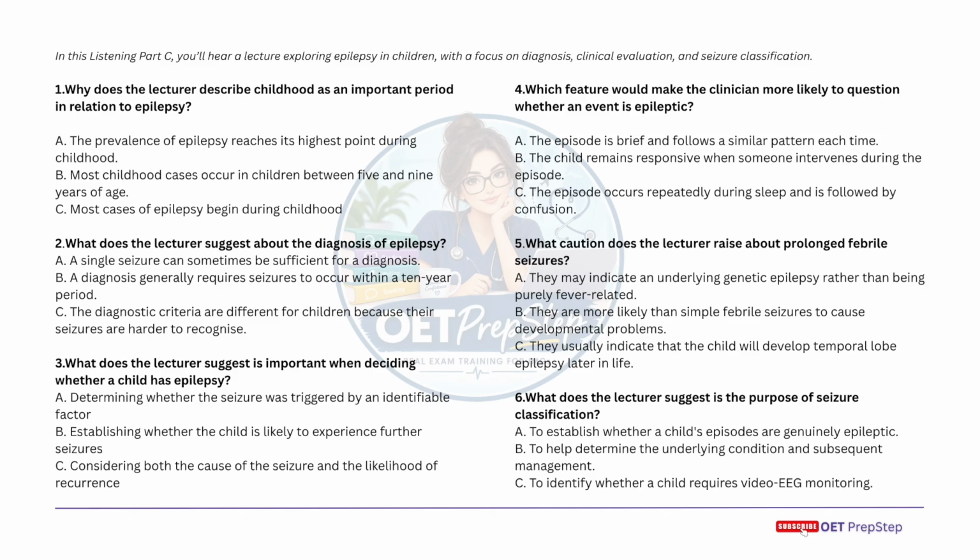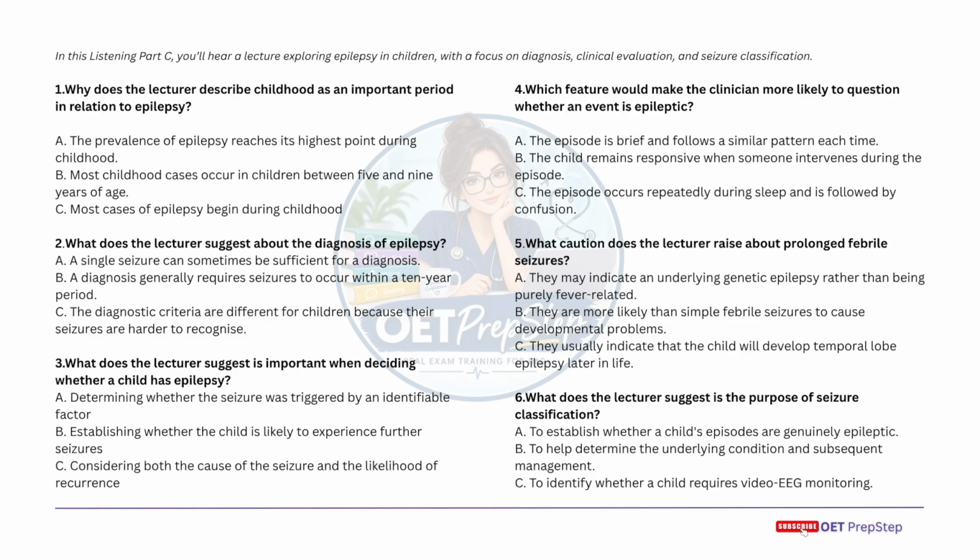For example, a child may be drowsy or confused after a seizure, or may experience temporary problems with speech or memory. Another important clue comes from eyewitness accounts. If someone can reliably stop or change the child's activity simply by intervening, for example, by touching the child or speaking to them, then we need to consider whether the event might be non-epileptic. And we shouldn't restrict our questions to events that happen while the child is awake. Episodes occurring during sleep also need careful assessment.